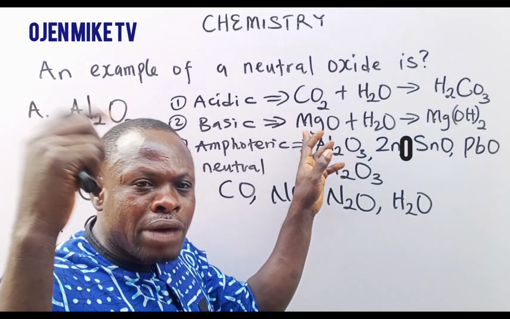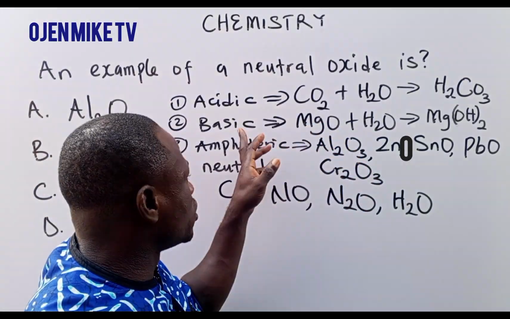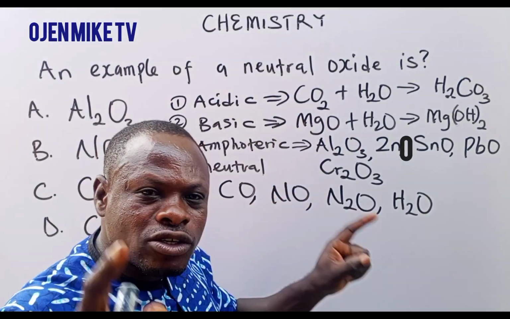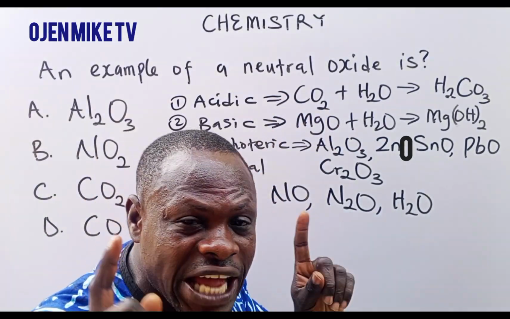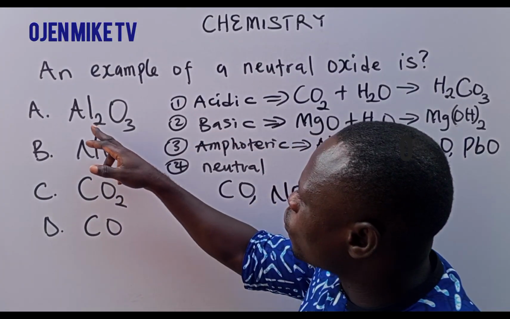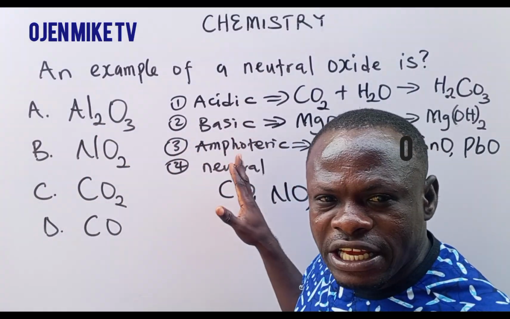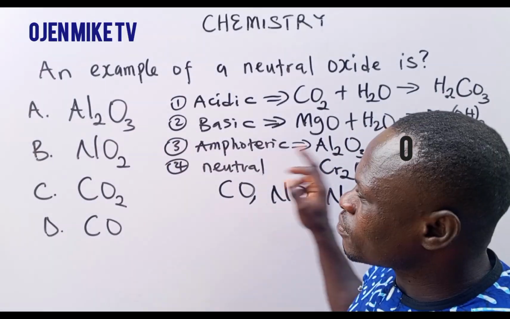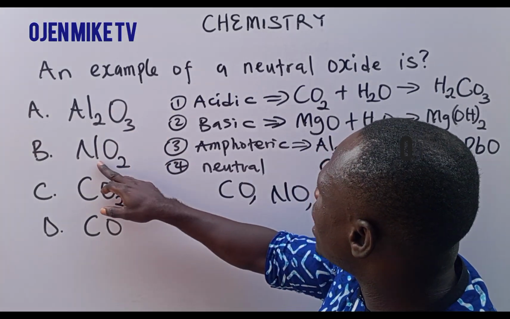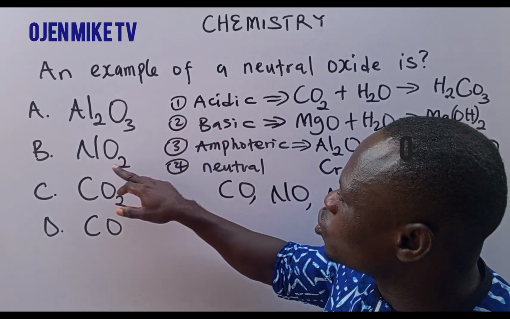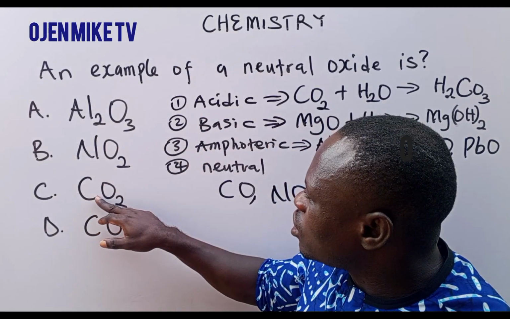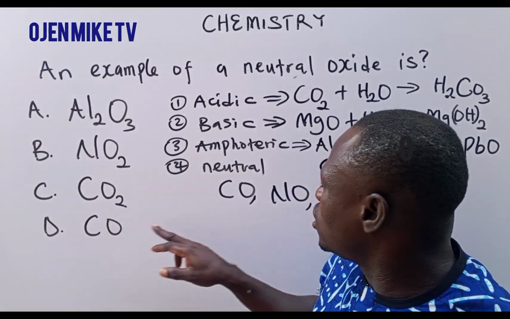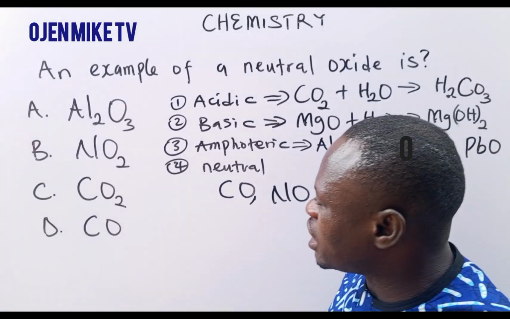Take note: anytime you see a metallic oxide, it is a basic oxide, and anytime you see a non-metallic oxide, it is an acidic oxide. Now let's go to our options. By our explanation, this one is amphoteric. This one is a non-metal oxide, so it is acidic. This one is also acidic. This one is part of the examples of neutral oxide, so that is our answer.